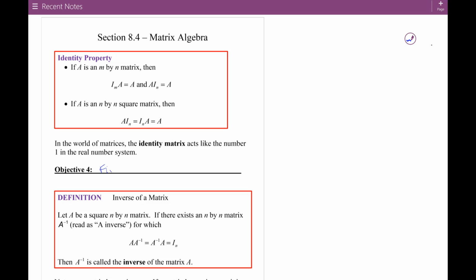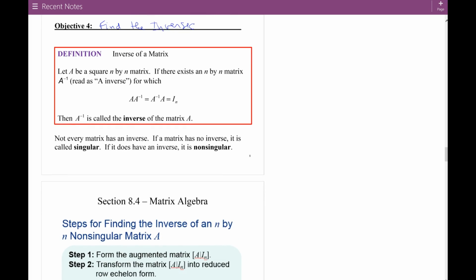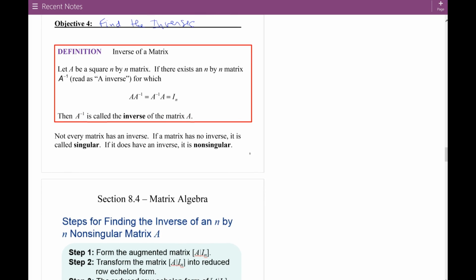Okay, so now we're on to the more useful part for us. Find the inverse of a matrix, and then we're going to use that to solve a system of equations. So you can only find the inverse of a square matrix. Not every matrix has an inverse. And if it doesn't have an inverse, it's called singular. If it does have an inverse, it's called non-singular.